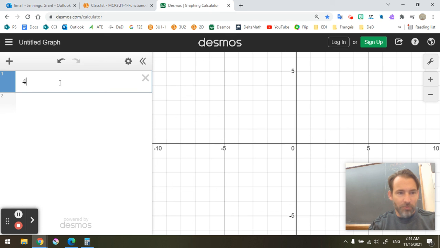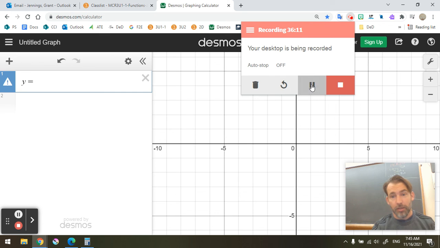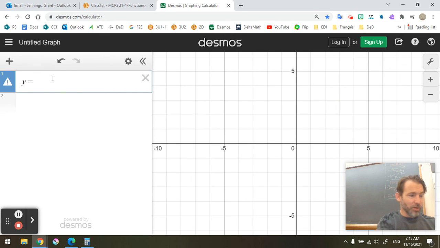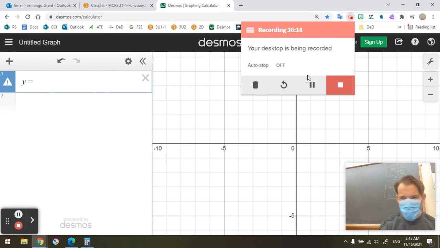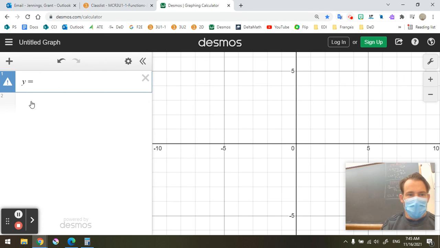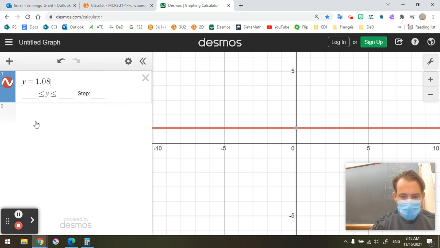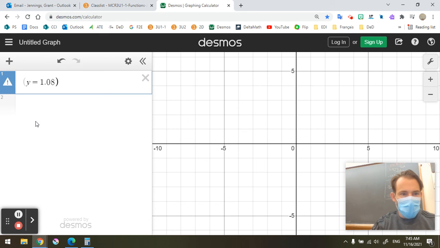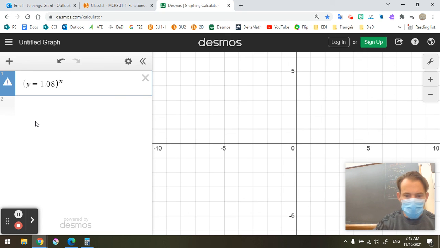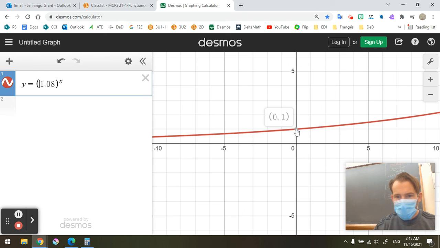So I have 4.33333. Oh, wait, I can say y is equal to 1.08 raised to the power x. Bracket in there. There. Just like we would predict, it goes through this 0.01.